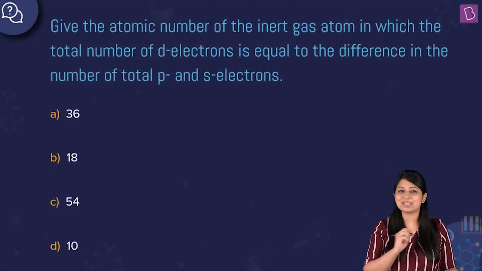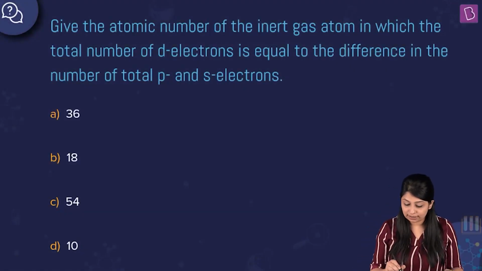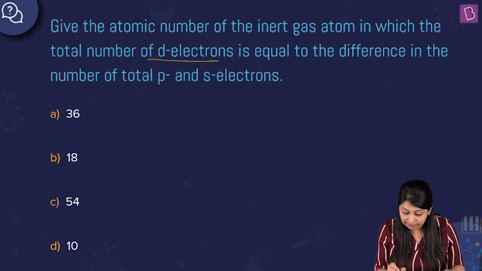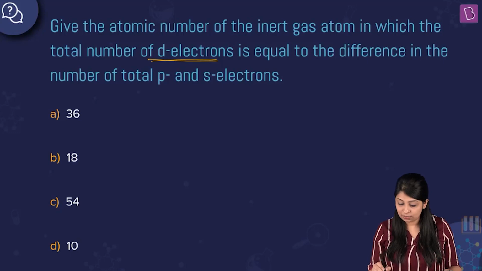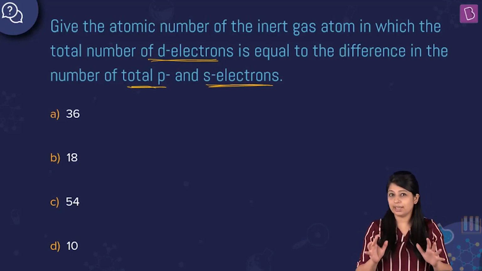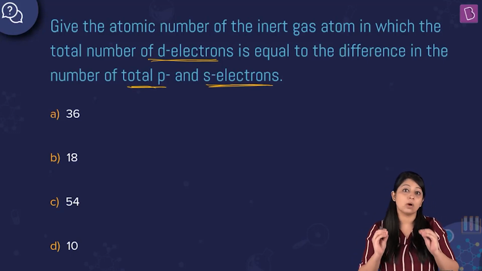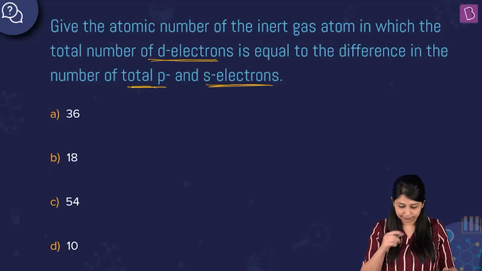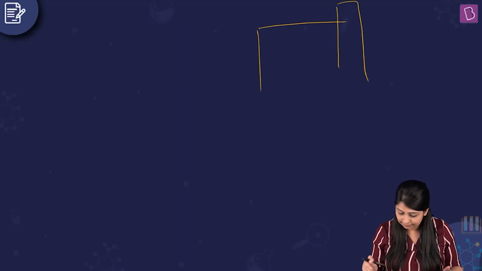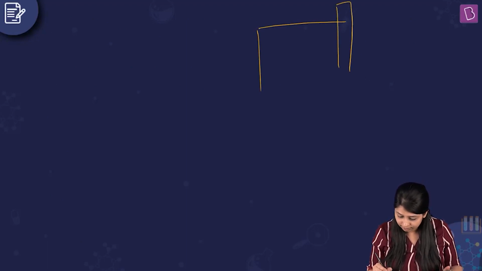Let's have a look at this question. Give the atomic number of the inert gas atom in which the total number of d electrons is equal to the difference in the number of total p and s electrons. Okay, this is a very easy question if you know the periodic table a little bit also. Okay, so what do we know about the periodic table? So we have the 18th group here, right?